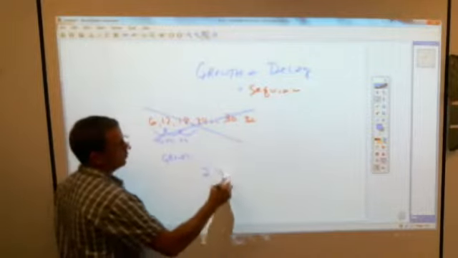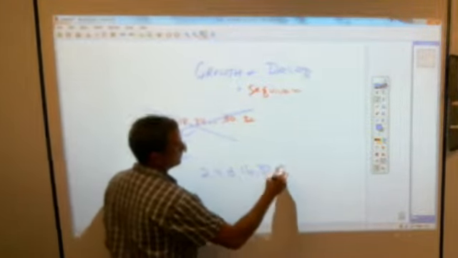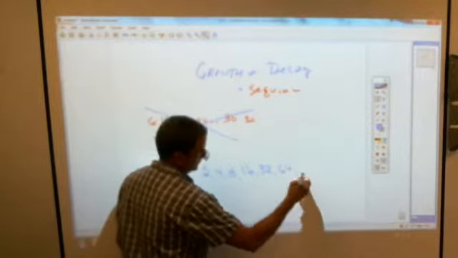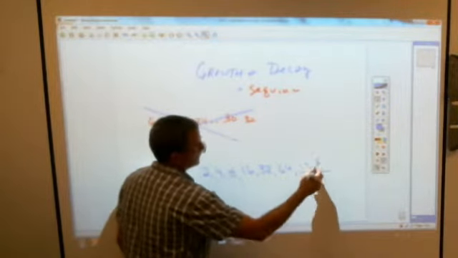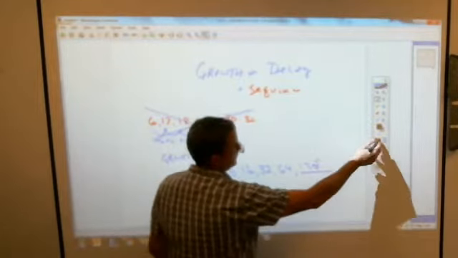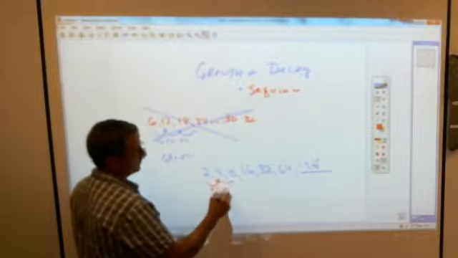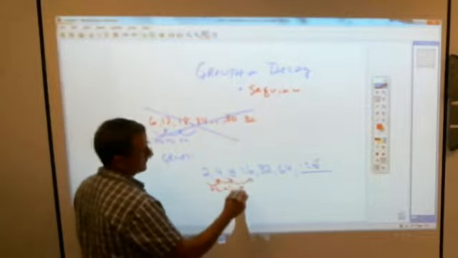Let's do a growth one. Okay. 2, 4, 8, 16, 32, 64, and you know the next thing would be 128. And the deal with that is, what you do between terms is, in this case, you're multiplying. You are doubling, actually, every time. Okay, this is what we call growth.